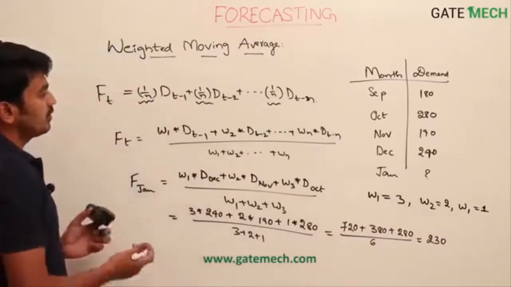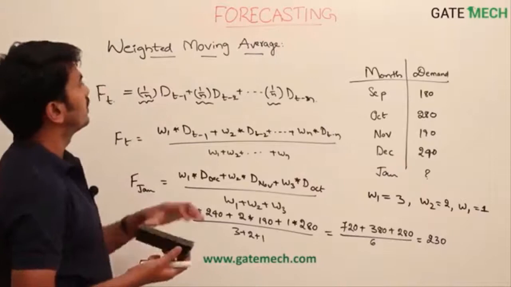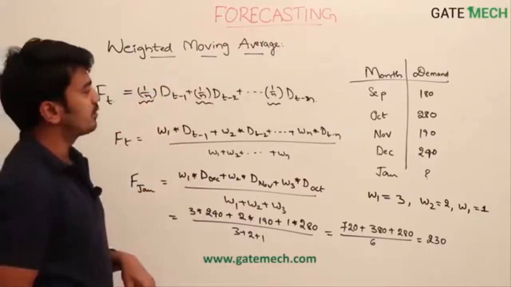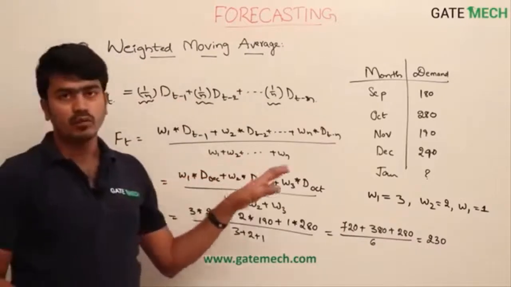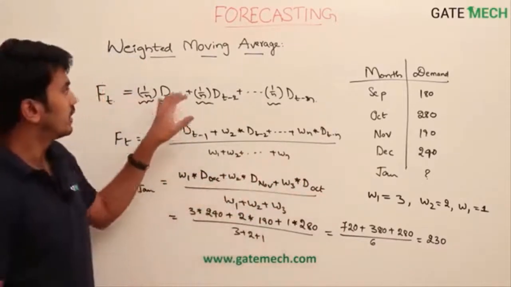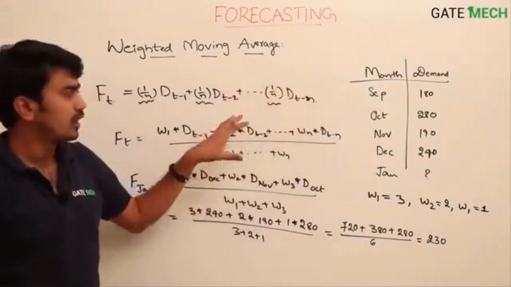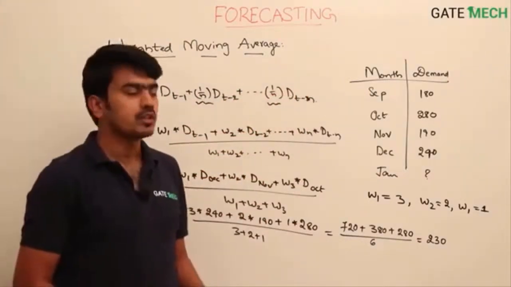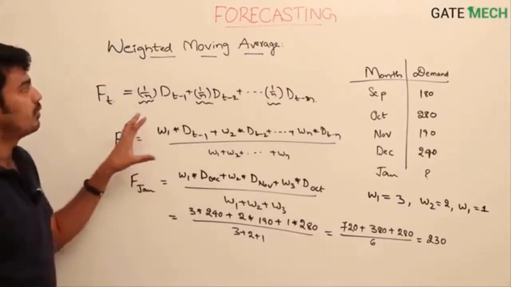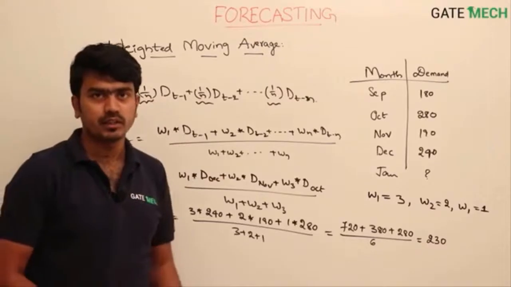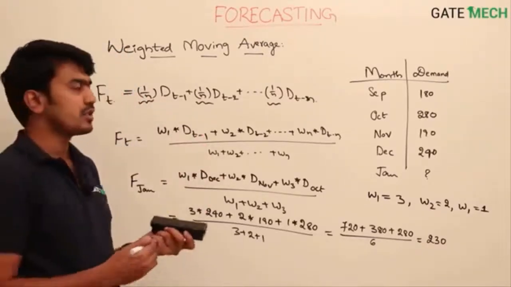Okay, so there might be a possible question on weighted moving average, asking whether it is based on equal weights or unequal weights, whether it is a modified version of simple moving average or not, and how it is related to moving average. So a one-mark question is possible from the simple and weighted moving average methods. Okay, now we will move on to the exponential smoothing method.